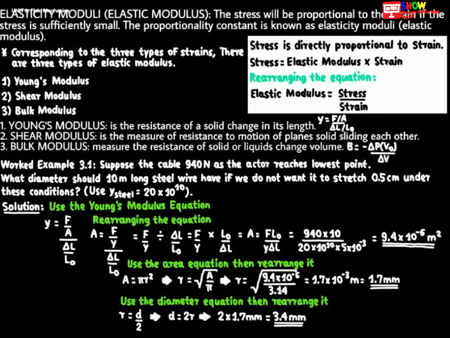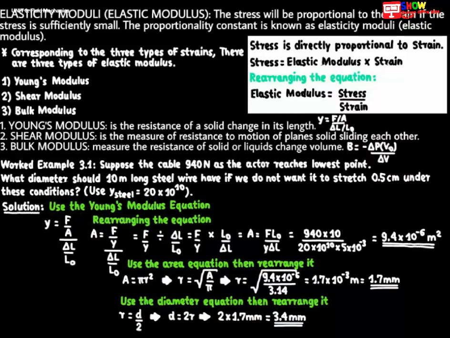Worked example 3.1. What diameter should a 10-meter long steel wire have if we do not want it to stretch more than 0.5 centimeter under these conditions? Use the Young's modulus of steel, 20 times 10 to the power of 10 Pascal. Solution.